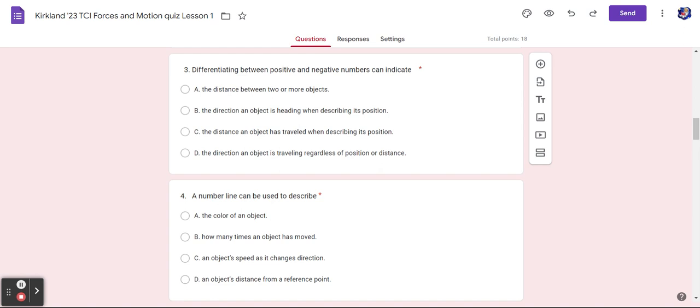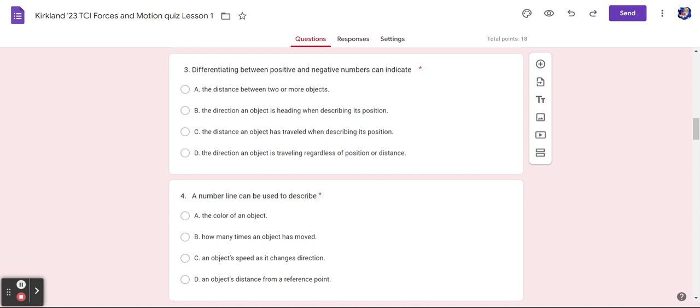B, the direction an object is heading when describing its position. C, the distance an object has traveled when describing its position. D, the direction an object is traveling regardless of position or distance.